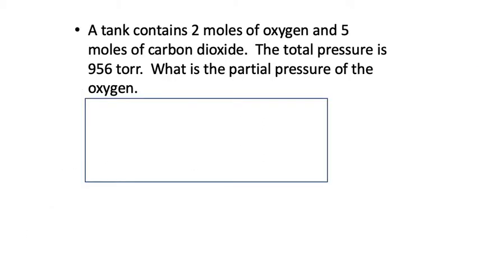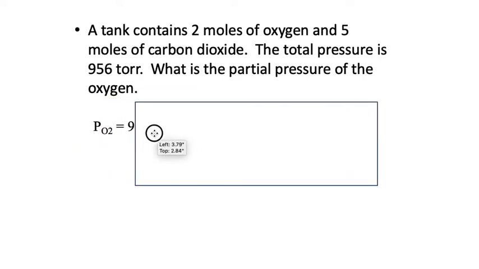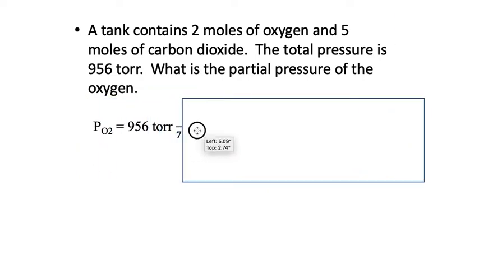Let's do a sample calculation. A tank contains 2 moles of oxygen and 5 moles of carbon dioxide. The total pressure in the container is 956 torr. What is the partial pressure of the oxygen? All right, so in this problem, we know the total pressure is equal to 956 torr, and we want to find the partial pressure of the oxygen.